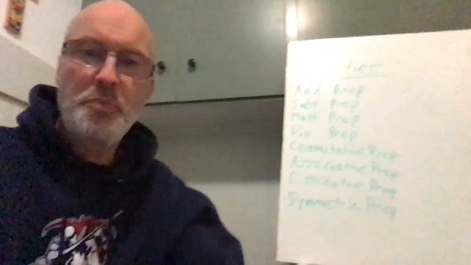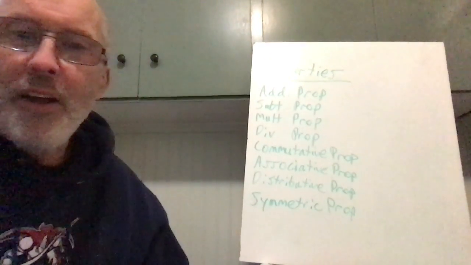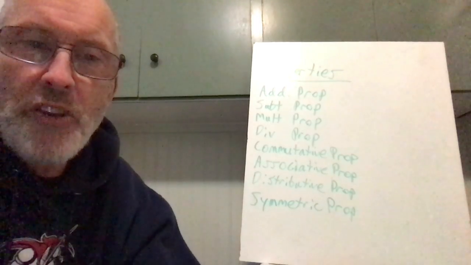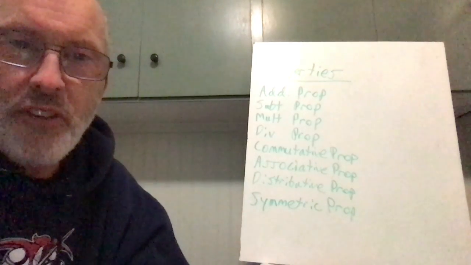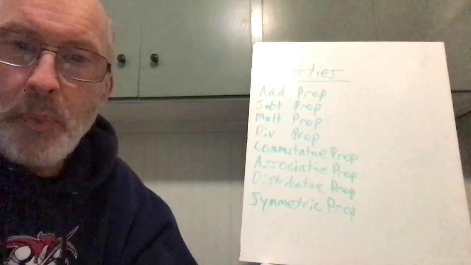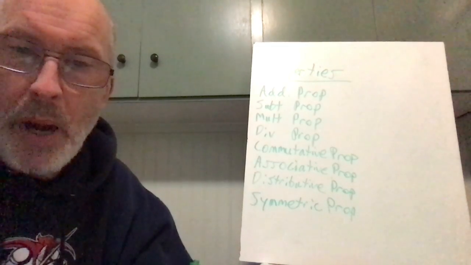I wrote them up here just ahead of time because my handwriting is so bad it takes me a while to write. You've heard of the addition property of equality. If you have an equation, you can add the same thing to both sides of the equation and you still have an equation. The subtraction property of equality, the multiplication property of equality, the division property of equality.